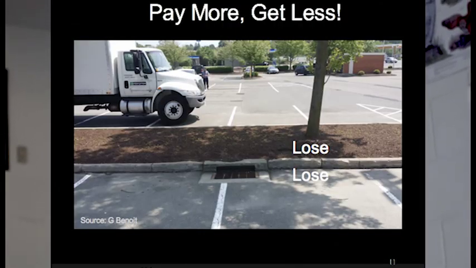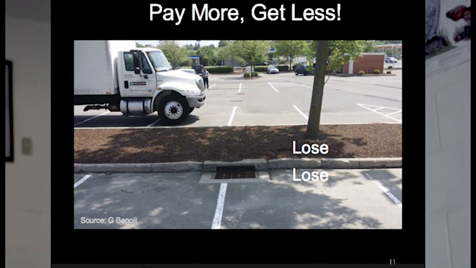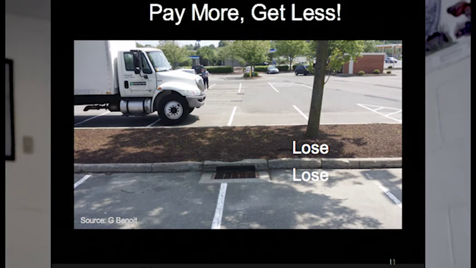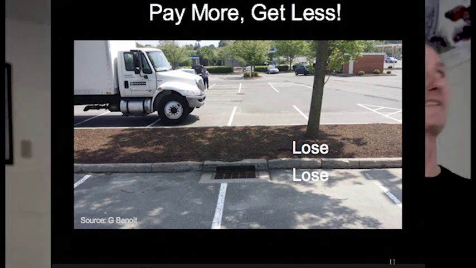This is one that I took, at the Stop and Shop out in Branford, Guilford. It's lose-lose, right? They had to put in this catch basin and protect this tree from getting any water that would otherwise be flowing through it. It's like, wow, what are we thinking?